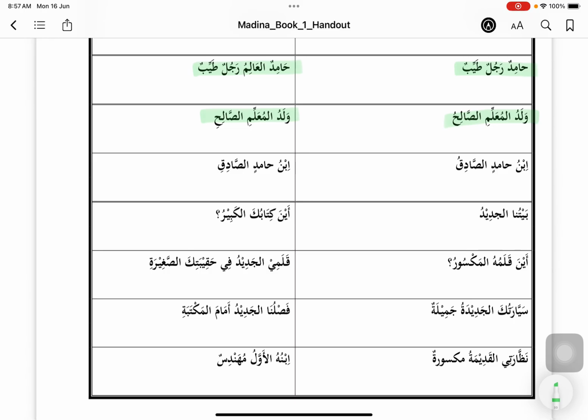Now notice this, as-salihi has a kasra, which means this is an adjective for what? The walad or muallim? If you said al-muallim, you're correct, because you see al-muallim as-salihi. So the son of the salih muallim. Here as-salih is describing the muallim. In the previous sentence, as-salihu was describing the walad, the son. This concept is very important.